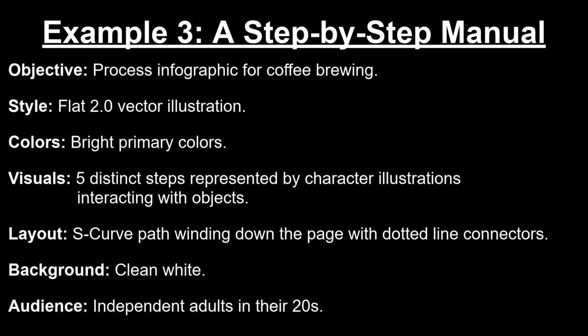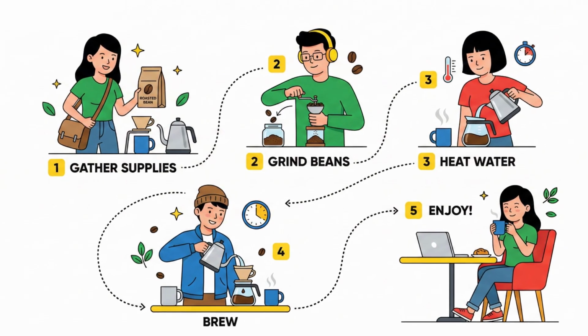Colors, bright primary colors. Visuals, 5 distinct steps represented by character illustrations interacting with objects. Layout, S-curve path winding down the page with dotted line connectors. Background, clean white. Audience, independent adults in their 20s. Here's what it produced. I could post this on my socials right now.